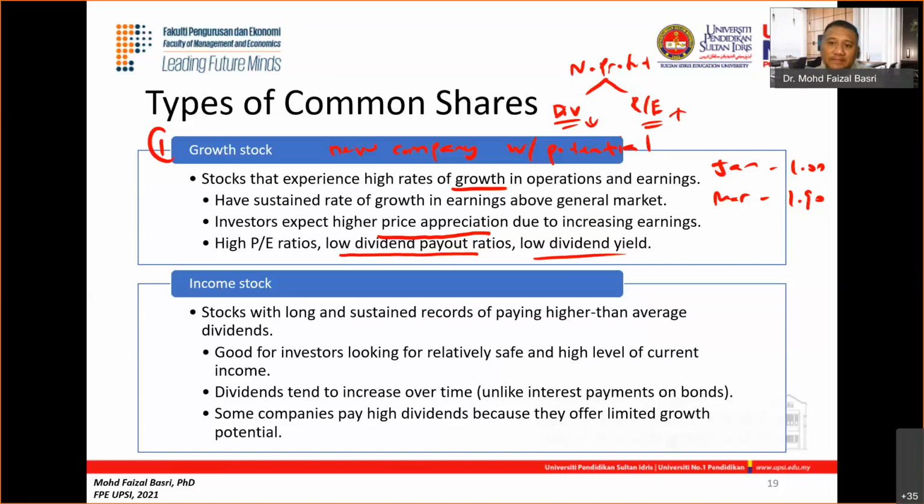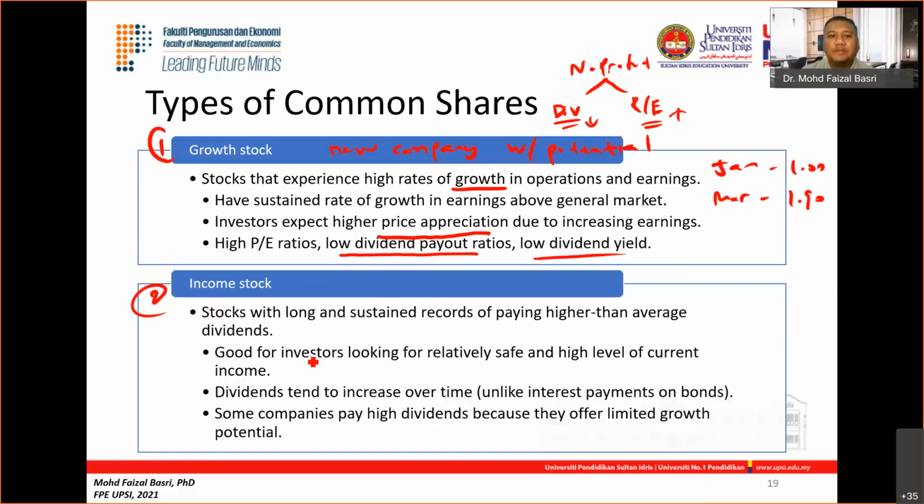Okay, so as an investor, you have two ways to get returns. Number one is the dividend. Number two is price appreciation. So for dividend, yes, it will be low, but in terms of price appreciation, there is potential to have a higher increment. So that's growth stock, the first type. The second type is income stock.